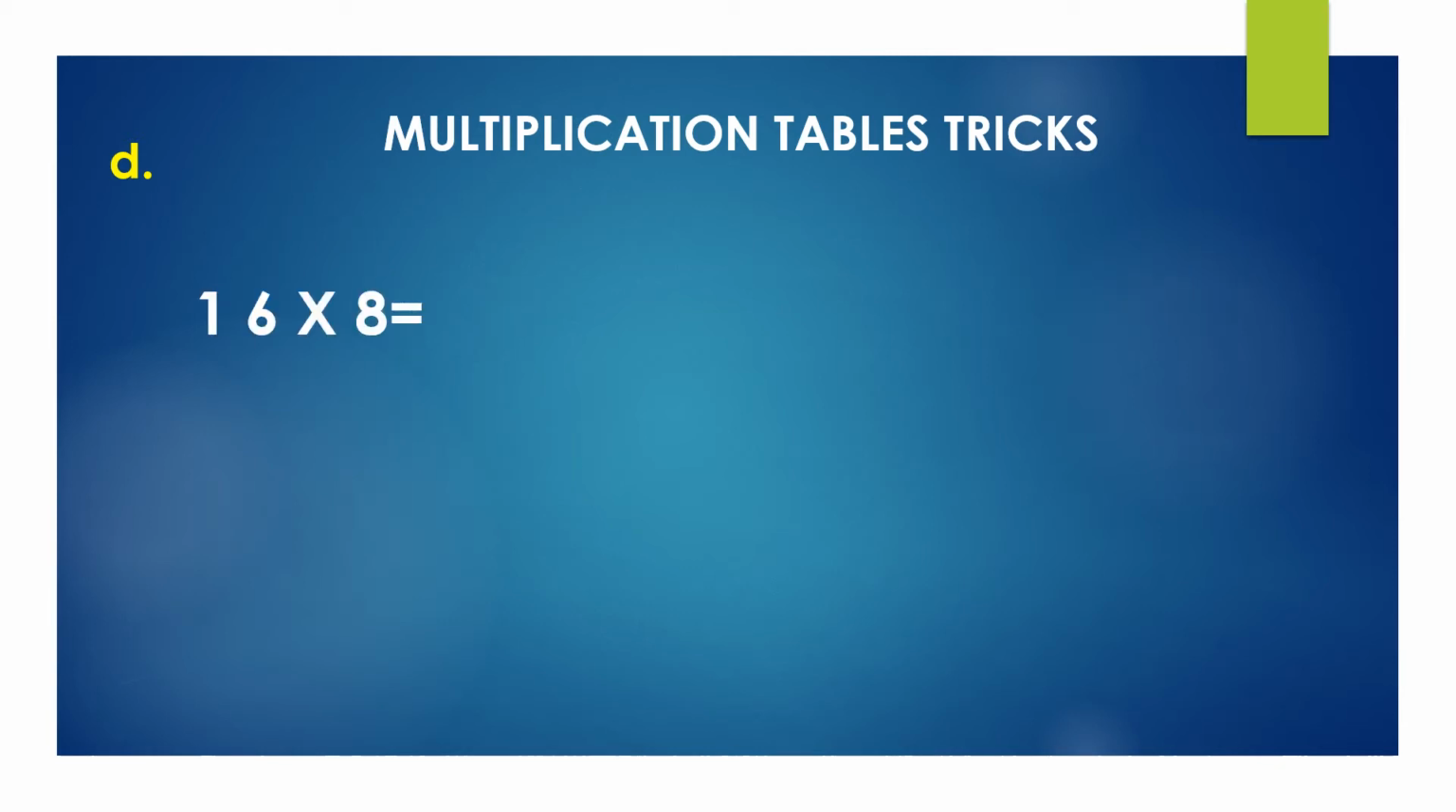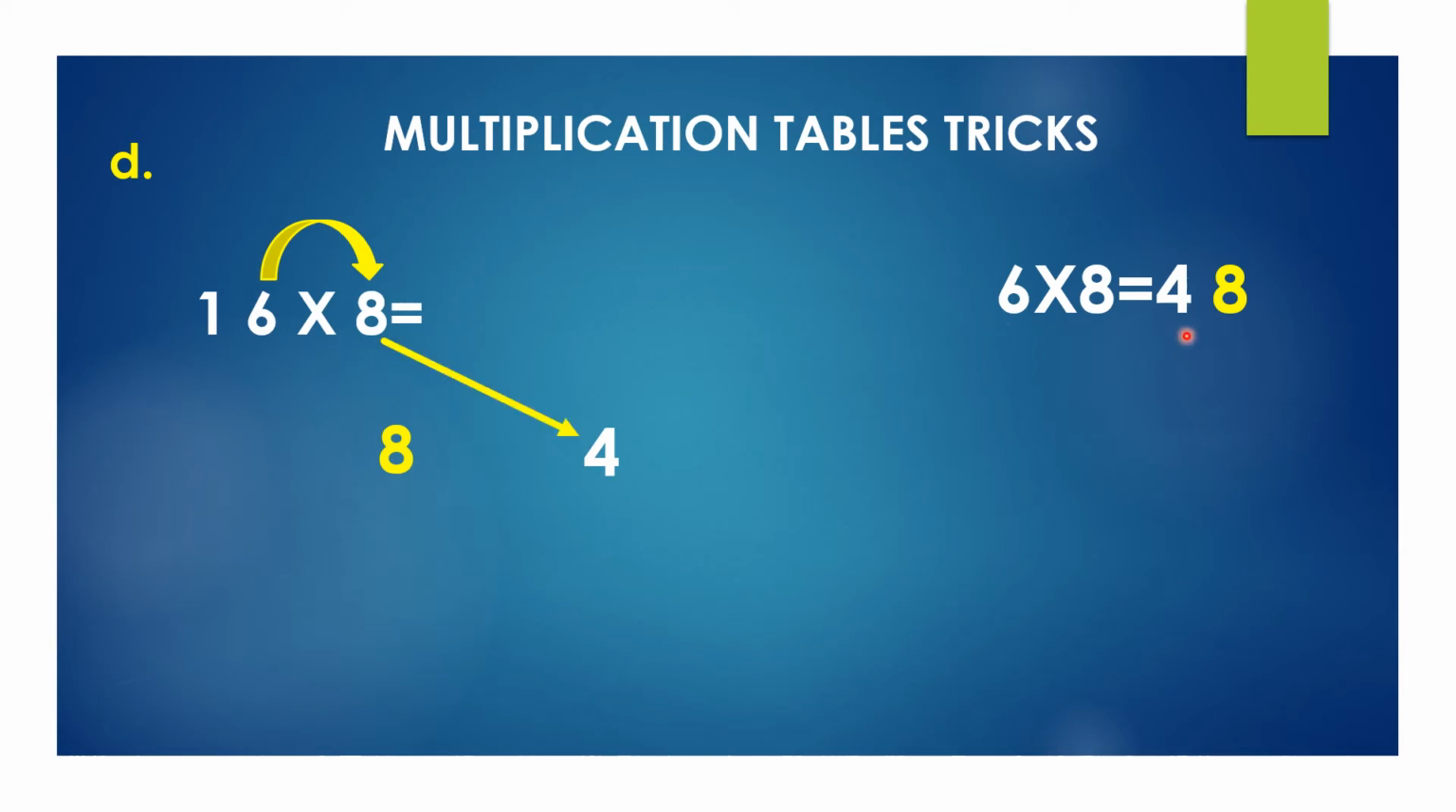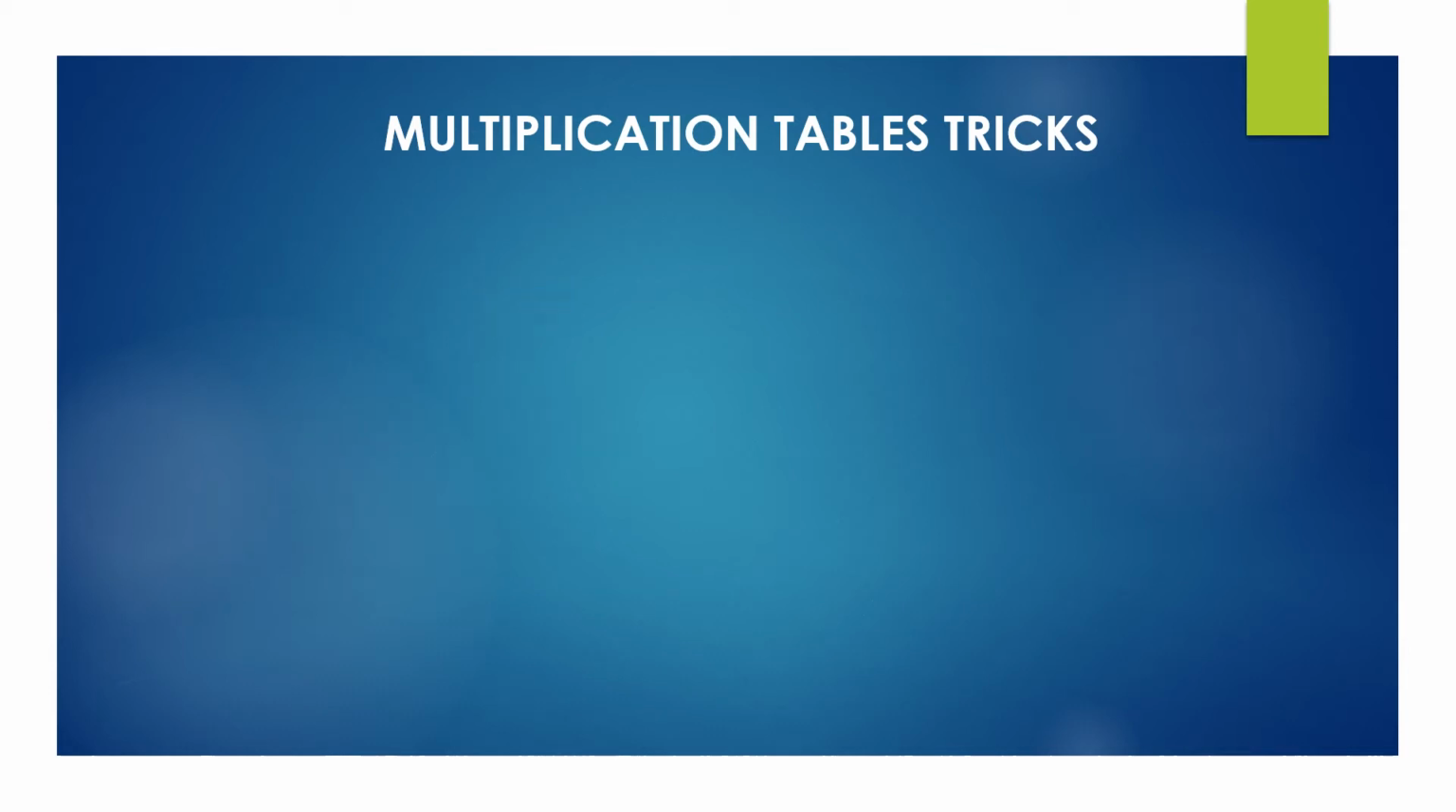Now, let's multiply 16 eights are. Same process. 6 eights are 48. So, exactly under 8, I am writing the ones place digit here, this 8. To the 8, you add 4, which is in the tens place. 8 plus 4 is 12. So, 16 eights are 128.